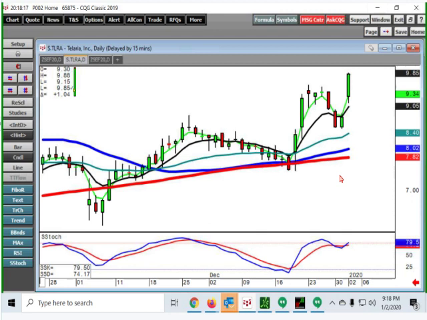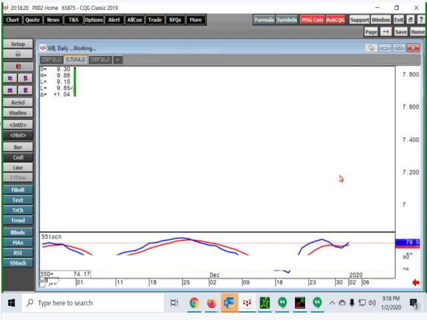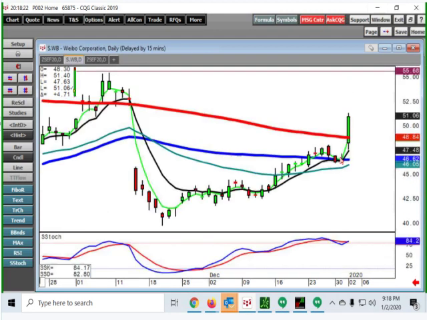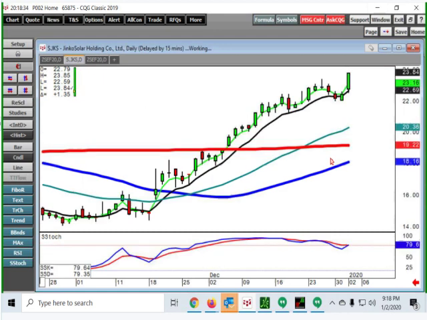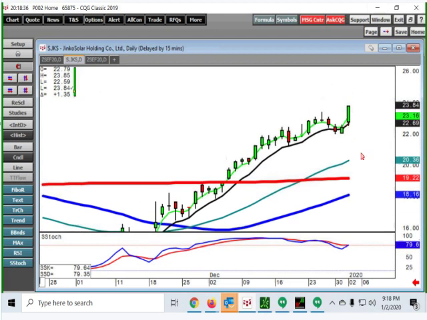This one, Weibo, look at your little J-hook pattern breakout. Next target, at least up here, fill in the gap, and then possibly all the way up to the recent highs. So this is why I recommend people learning specific patterns and concentrate on what they should do.